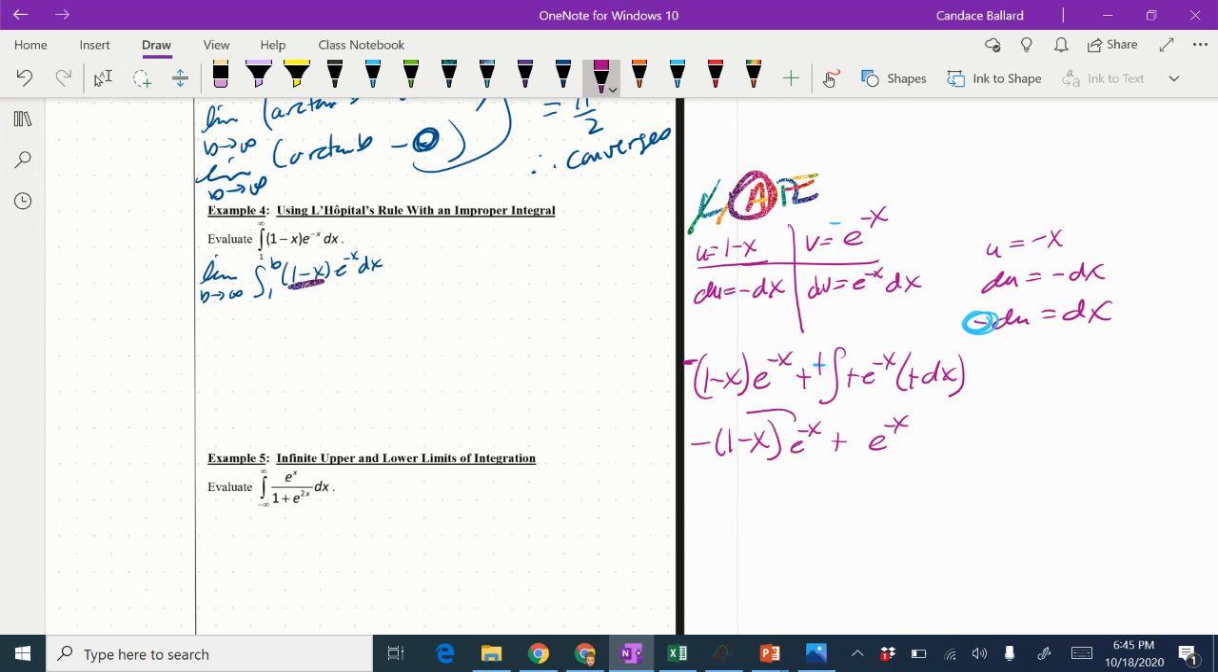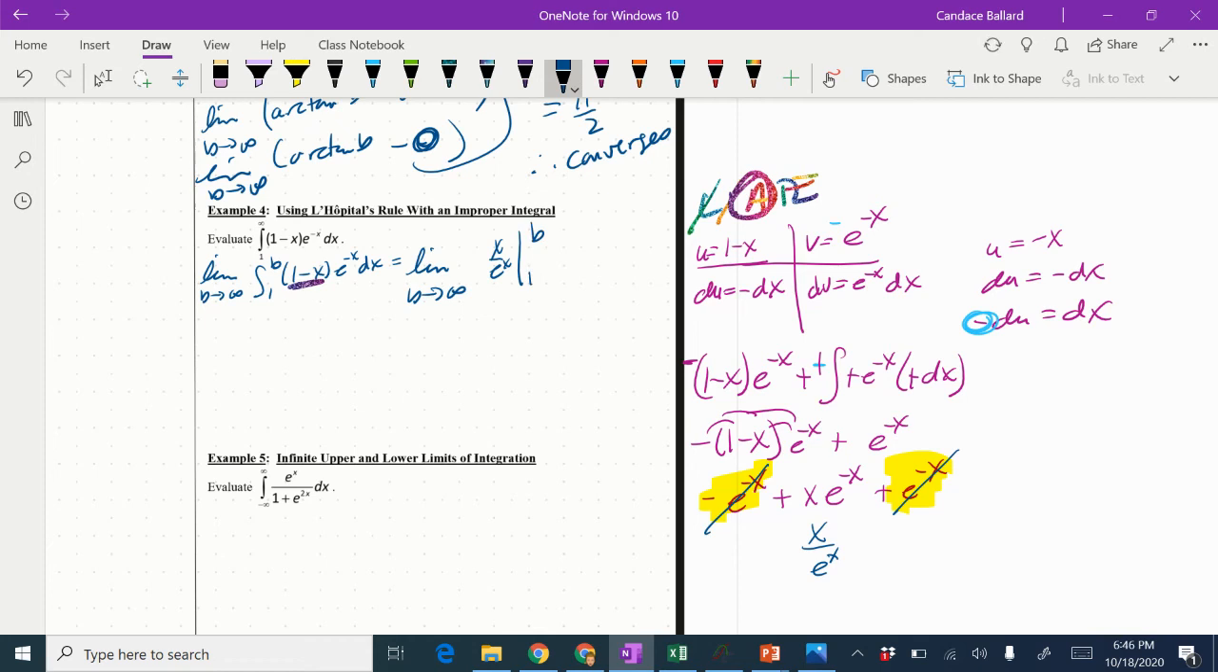All right, I'm going to go ahead and distribute this and this in. So we've got negative e to the negative x plus x e to the negative x, and then plus e to the negative x. Hopefully you're noticing that this and this are going to cancel. And all I'm left with is this, which I could rewrite as x over e to the x. So that's what I'm going to actually be finding the limit of. So I'm finding the limit as b approaches infinity of x e to the x from 1 to b. So I basically did all the integration pieces over here to the side.